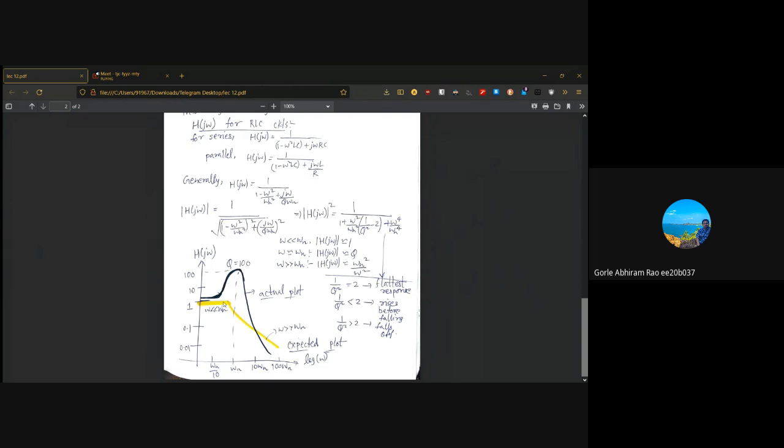So the expected plot, or the asymptotic plot, is represented by this yellow line here, and our actual plot looks similar to this black plot here. So this is our actual plot, and this is our expected plot. And based on different values of Q, our actual plot might look different. So that is it for this lecture.